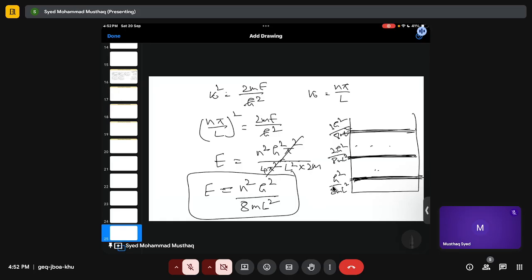Right, and according to that you can even derive the wavelength also. If you know the energy E, it is directly proportional to h nu. So hc by lambda is equal to again n square h square upon 8m L square. So h will cancel, and lambda will be 8m L square c upon n square. That's it. Done. So this is the quantum confinement.